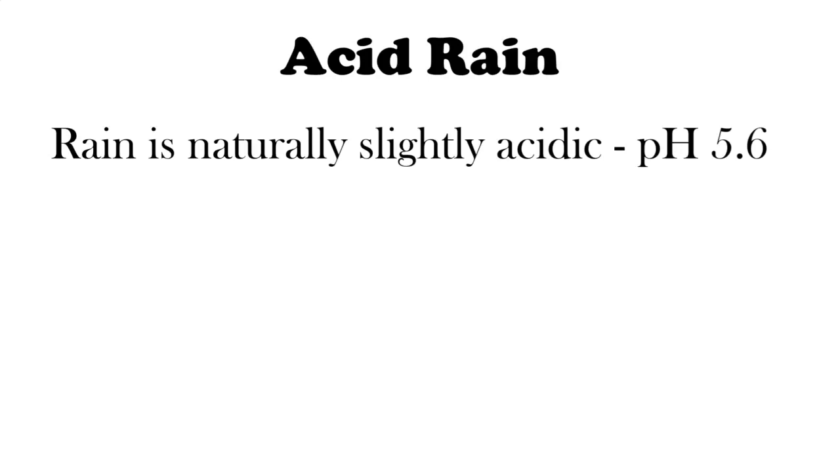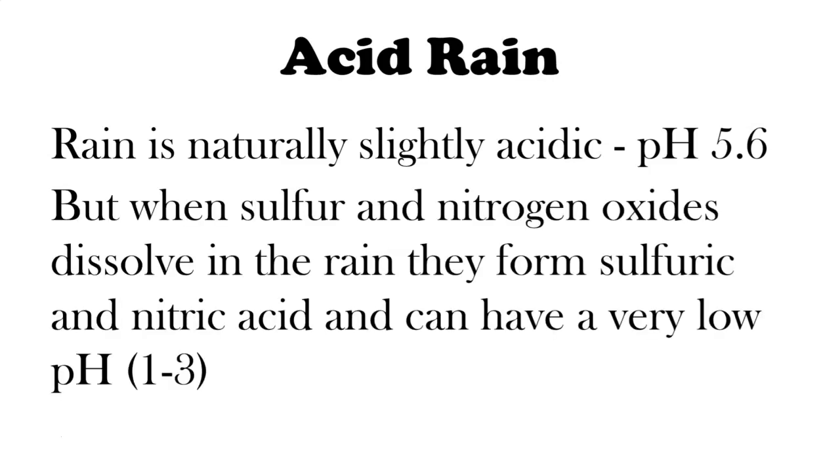So rain is naturally slightly acidic. It has a pH of 5.6, and this is because of the carbon dioxide in the atmosphere, which reacts with water and oxygen in the air, and this produces an acid that we call carbonic acid, which isn't a huge deal because it is a weak acid. But when sulfur and nitrogen oxides dissolve in the rain, they form sulfuric and nitric acids, which are much stronger acids. These can result in the formation of a very low pH.